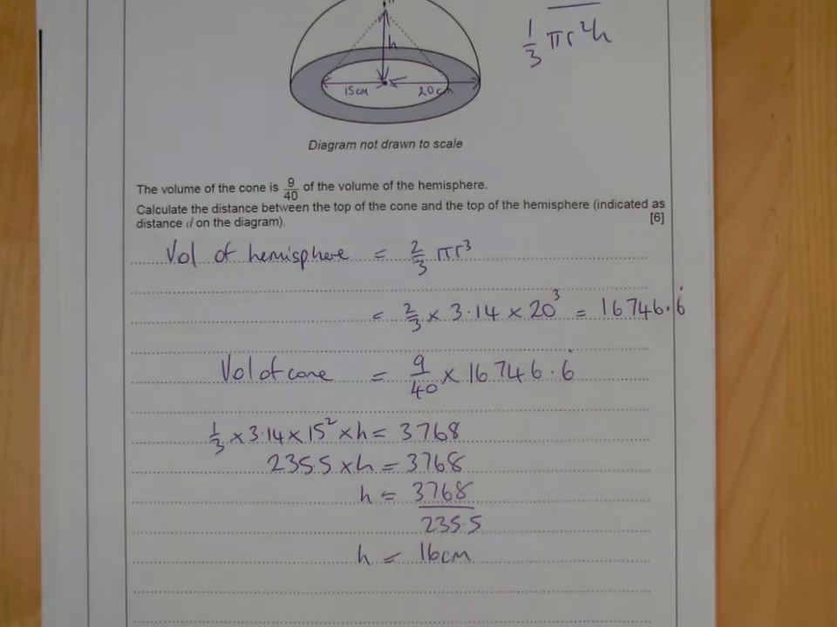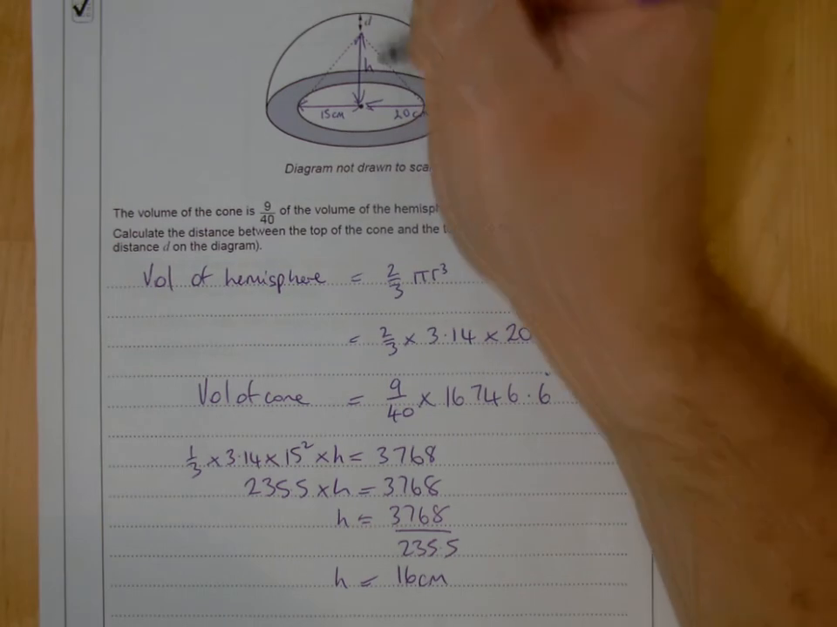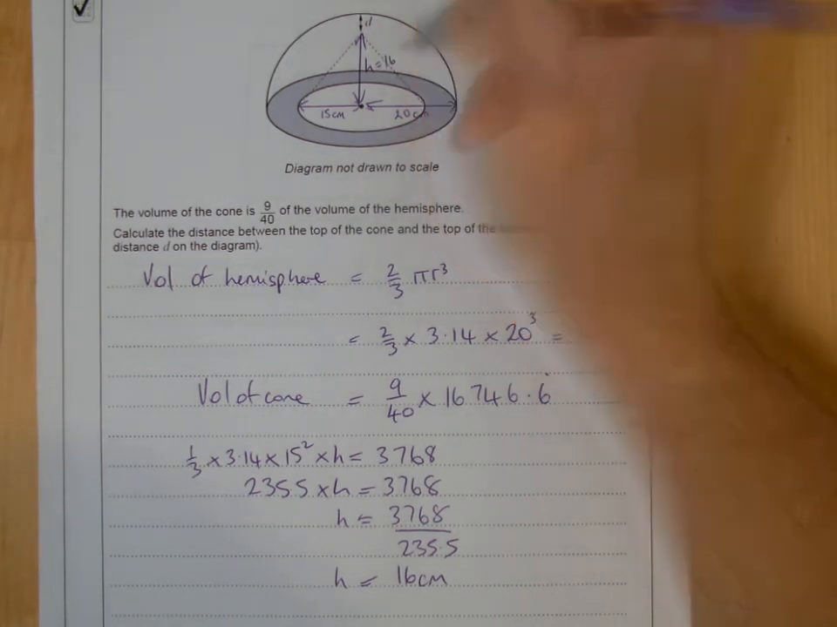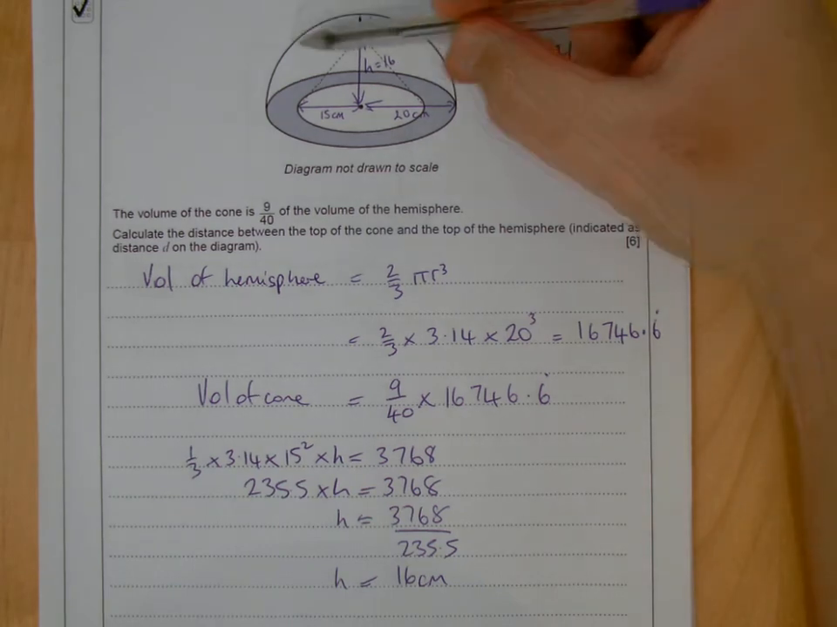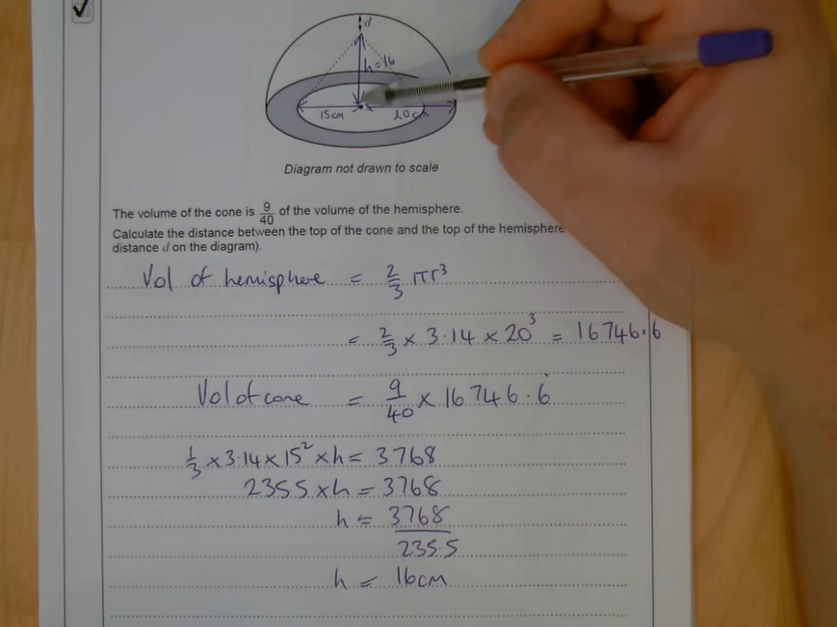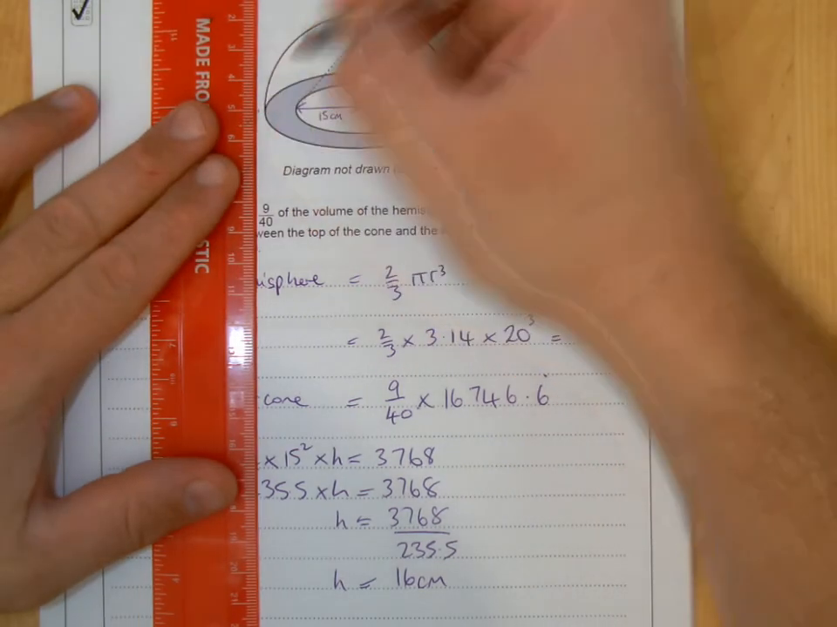Now, am I done? You've got to go back to the diagram and refer to it. I appreciate that I've worked out h, the height of the cone, to be 16, whereas they want this little distance here once that cone has been cut out. Now, the good thing is I actually know the whole of this, don't I? I know, if you like, the height.